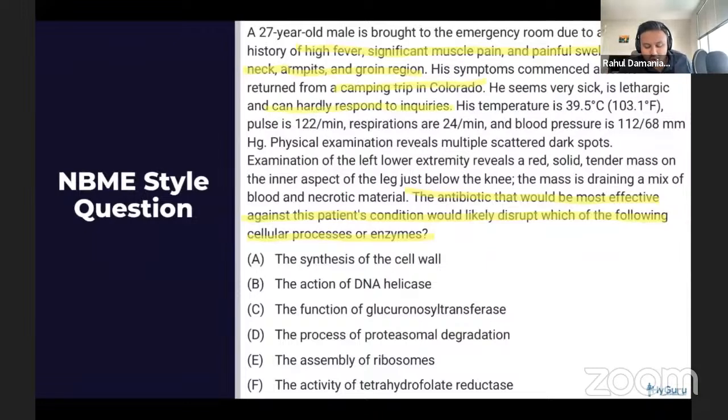He is febrile, tachycardic, tachypneic, and blood pressure is slightly low, 112/68. Physical examination reveals multiple scattered spots. An exam of the lower extremity reveals a red, solid, tender mass on the inner aspect of the leg just below the knee. The mass is draining blood and necrotic material. The antibiotic that would be most effective against this patient's condition would most likely disrupt which of the following processes? Cell wall, DNA helicase, glucuronyltransferase, proteasomal degradation, ribosomal assembly, or tetrahydrofolate activity.